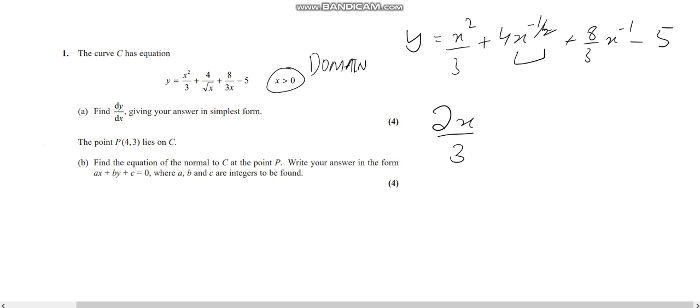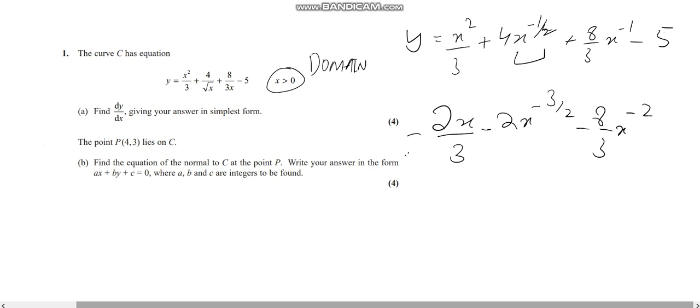So remember, you have to write your signs correctly. So that's 2x to the power minus 1 upon 2, minus 1 becomes minus 3 upon 2, and then minus 1 into 8 upon 3 gives minus 8 upon 3x to the power minus 2, since minus 1 minus 1 is minus 2, and then minus 5. The differentiation of a constant is 0, so we don't need to write that. The final step will be to clean this up.